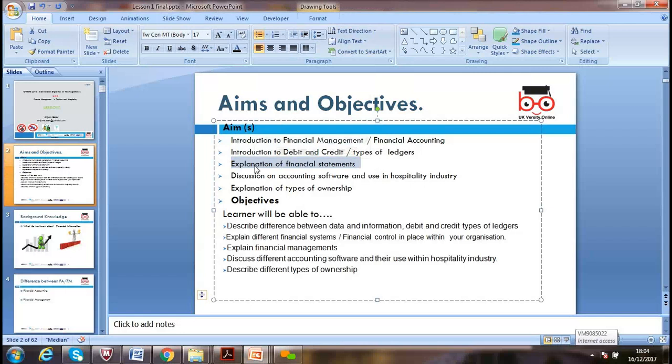Whether we are in hospitality or not, we'll discuss the accounting software that we can use. Different types of ownership, which are sole trader, partnership, and limited company, as we can start a business. I wish that at the end of the lesson we will be clear and in a position to describe the difference between data and information and the ledgers, and we'll discuss the financial systems, financial management, software, and types of ownership.